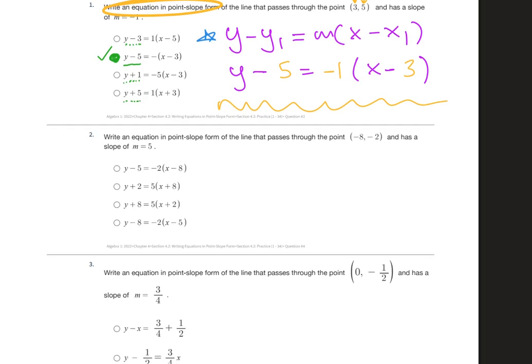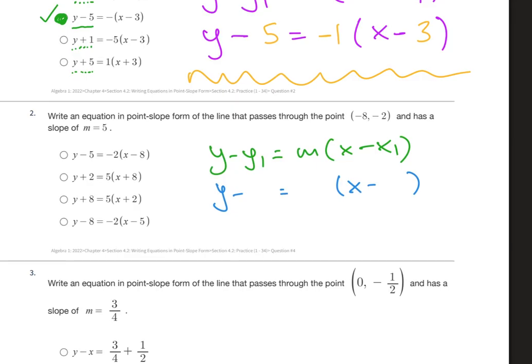Moving on. y minus y1 equals m times x minus x1. I'm not going to write this every time because I don't need to have memorized this. It would be a good idea for you to memorize it. But again, here's what I'm going to do. I'm plugging in my x, negative 8. Plugging in my y, negative 2.